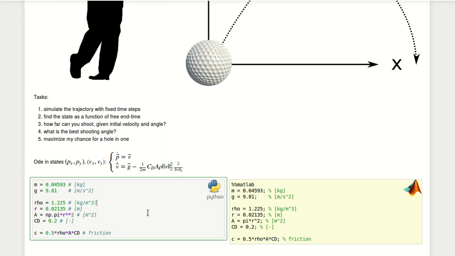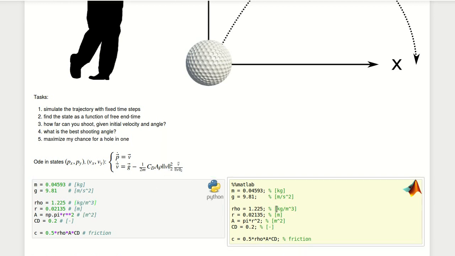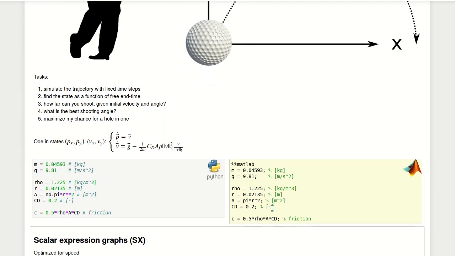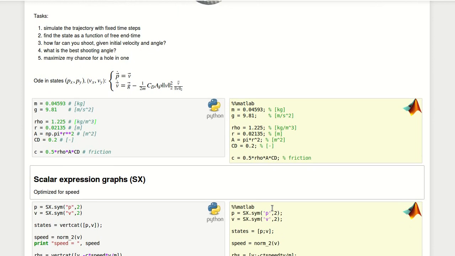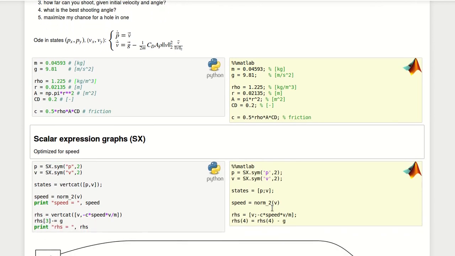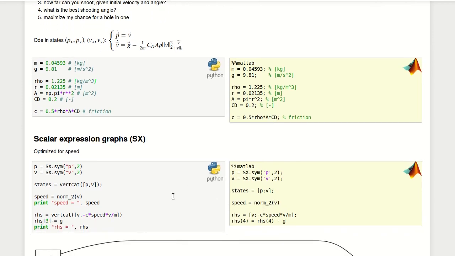So let me define first some constants that are appropriate for a golf ball, and proceed to encoding the right-hand side of the ODE. So conceptually in CasADi you have symbolic primitives, and from these primitives you build expressions. In this case we want a symbolic primitive for the position, which is 2 by 1, so a vector. And for velocity also a 2 by 1 vector.